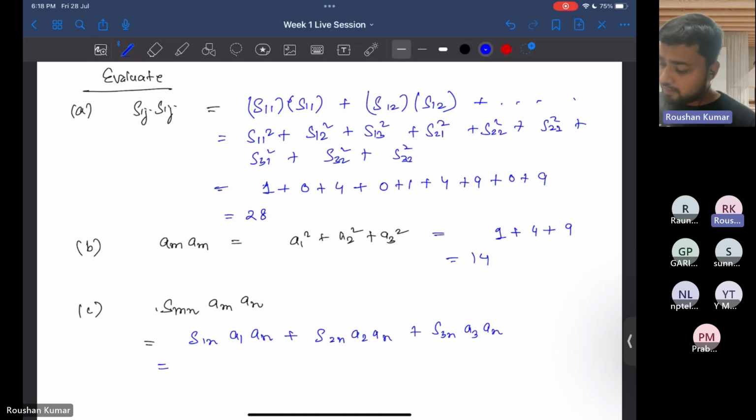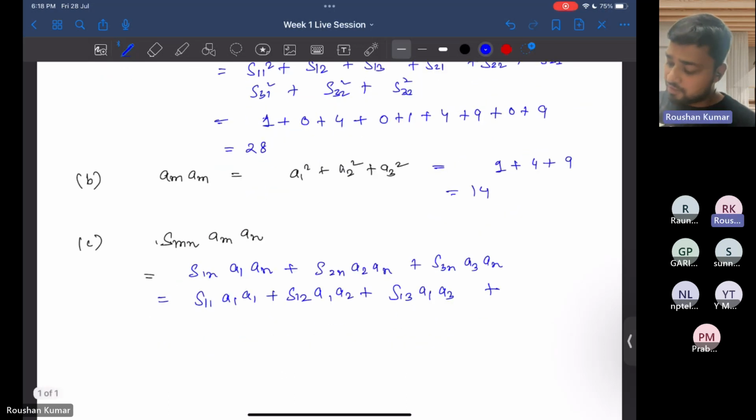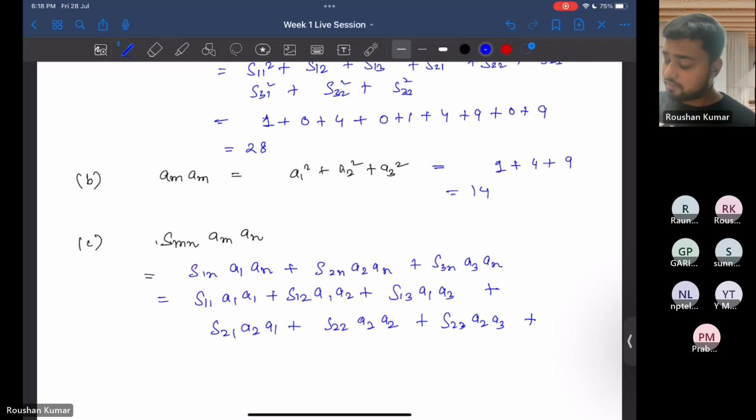Now after breaking m, I will break the n component, that is n also goes from 1 to 3. So S11 A1 A1, then S12 A1 A2, then S13 A1 A3. Similarly, in the second term, S21 A2 A1, S22 A2 A2, S23 A2 A3. And in the same way, the third term also expands: S31 A3 A1 plus S32 A3 A2, S33 A3 A3.